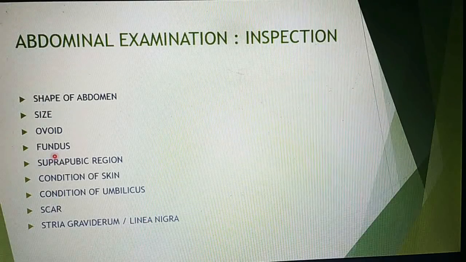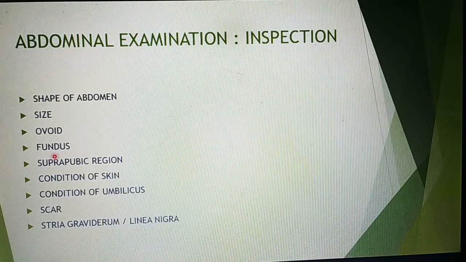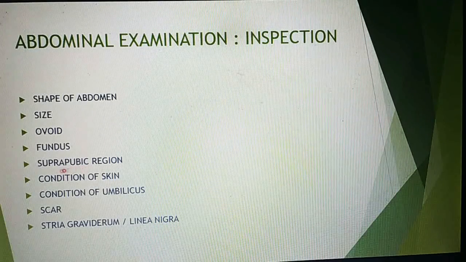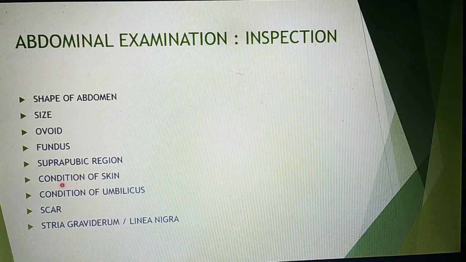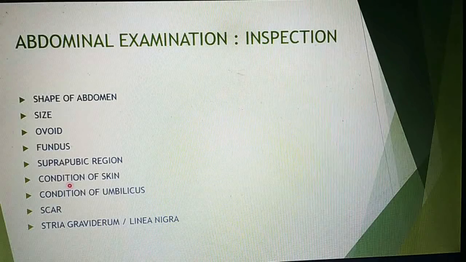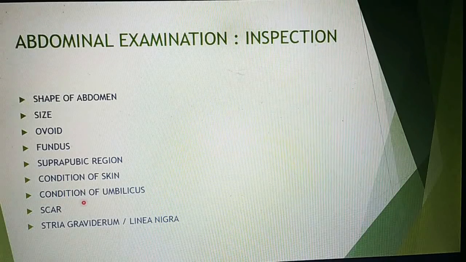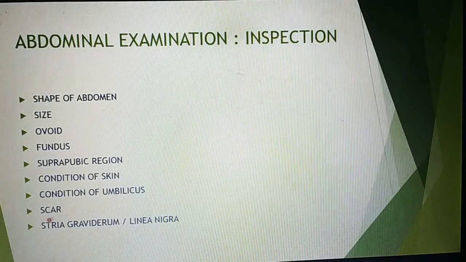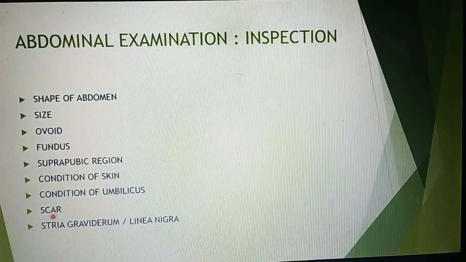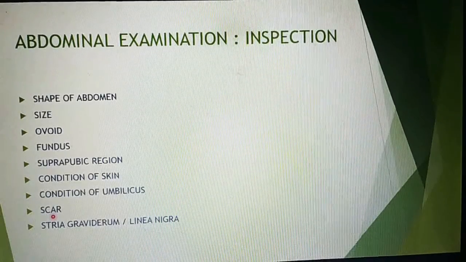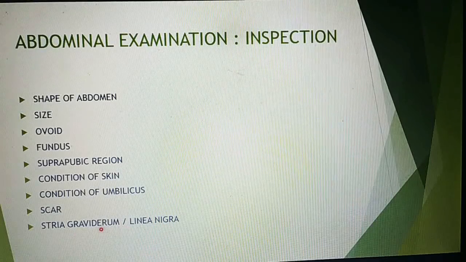Then you should inspect the fundus, whether it is convex or any notching is present. Then inspect the suprapubic region, the area just above the symphysis pubis, whether it is convex or flattened. Then note the condition of the skin, whether it is healthy or unhygienic. Sometimes some infection like ringworm or any eczematous lesion may be present. Then inspect the umbilicus, whether it is normal, everted or inverted, and whether any scar is present. If a scar is present, is it healthy or unhealthy, longitudinal or transverse, or a scar of previous surgeries? Then is there any presence of striae gravidarum or linea nigra? So these are the things you should inspect.